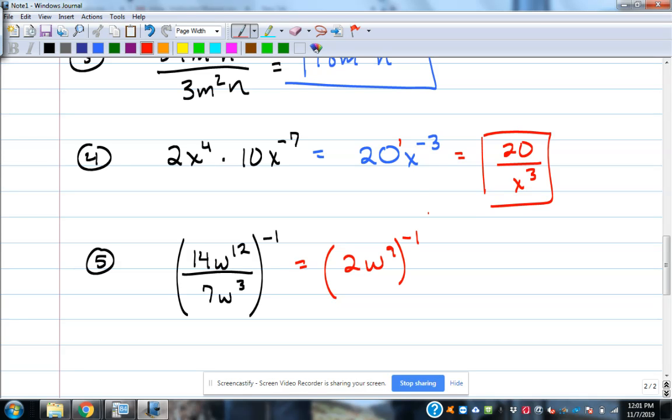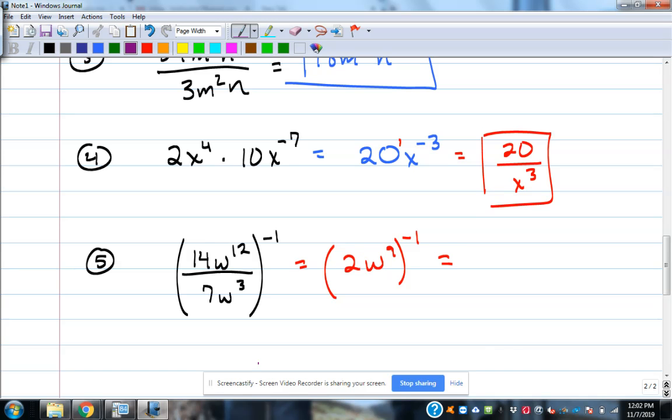And then I've still got that negative 1 exponent on the outside. So I haven't done anything with it yet. So I'm taking this as an order of operations problem. So I started on the inside of the parentheses. If there's something I can do, I'm going to work it out. But if there's not, then I apply the exponent rules. Well, I've worked out the inside. Now I've got to apply the exponent rule.